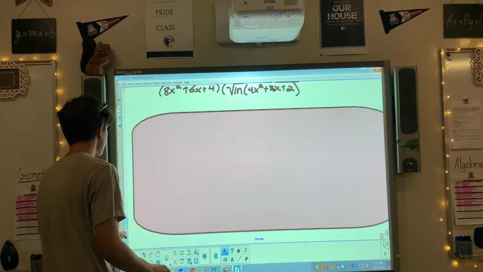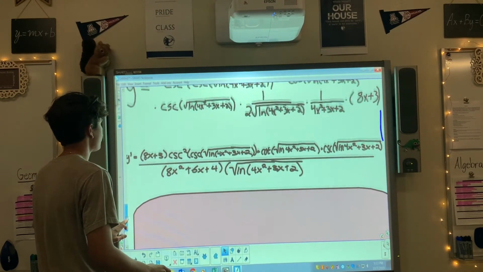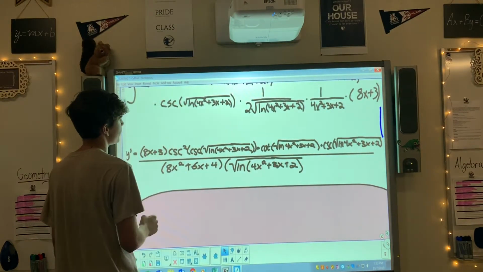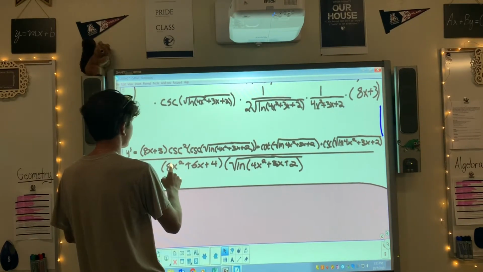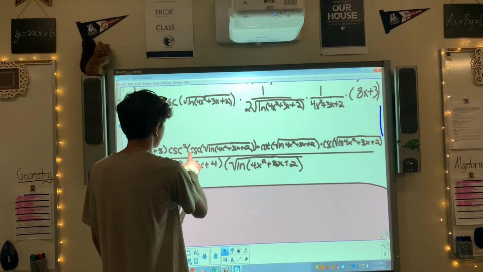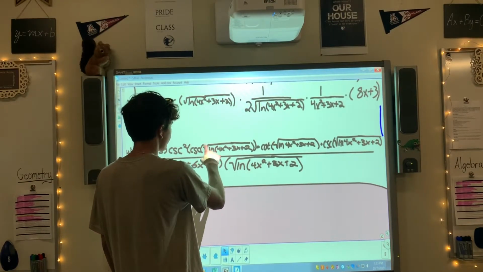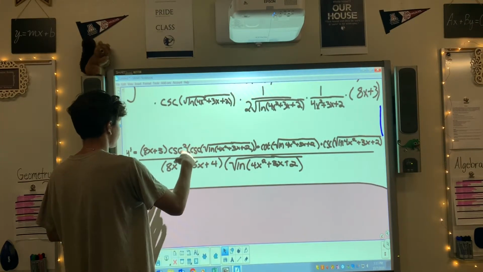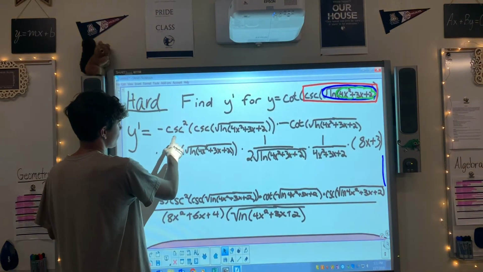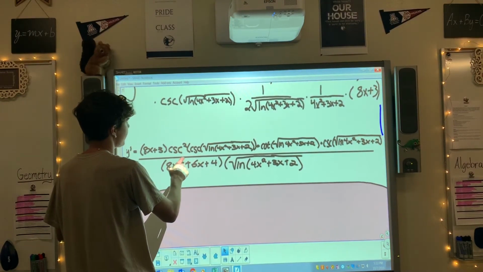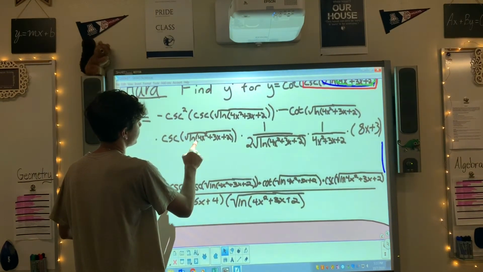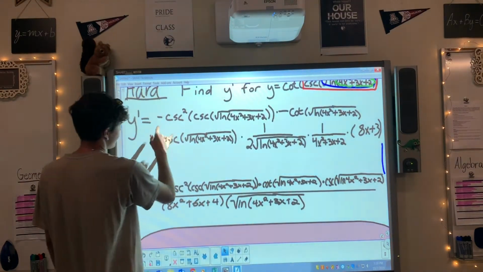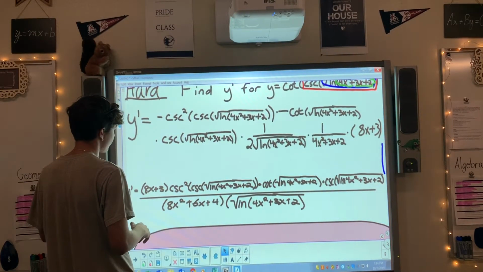For the last part, we'll do y prime equals this 8x plus 3, we'll put that at the front, times cosecant squared of cosecant times the square root of natural log 4x squared plus 3x plus 2, which was this first part. So we have that. Oh, and one thing to point out, there's no negative sign in the answer because these two negative signs canceled out. So we have no negative signs to worry about in the answer.